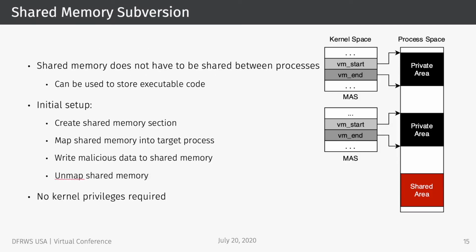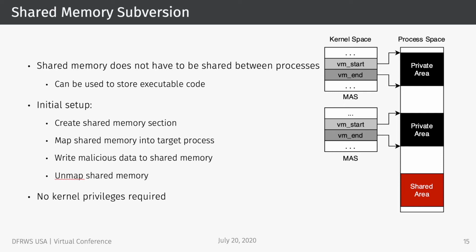Our last technique subverts shared memory mappings by making use of the fact that shared memory does not have to be shared between multiple processes, but instead can be solely used by only a single process. In contrast to the two previous techniques, shared memory subversions do not even require kernel privileges, but can be used by an unprivileged attacker.